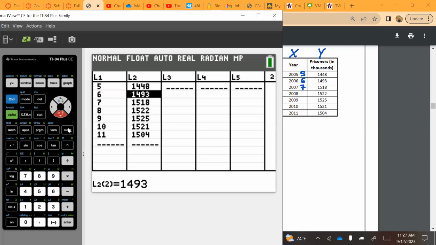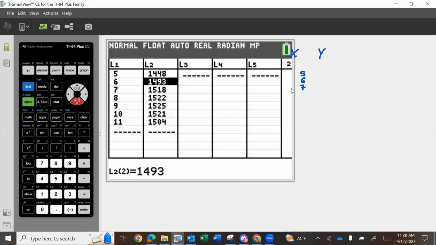Everything looks okay, and notice that the number of prisoners is getting bigger, bigger, bigger, and then it starts going down toward the end. So this is probably a good candidate for a quadratic equation, when things go up and then come back down, or when things go down and then come back up.